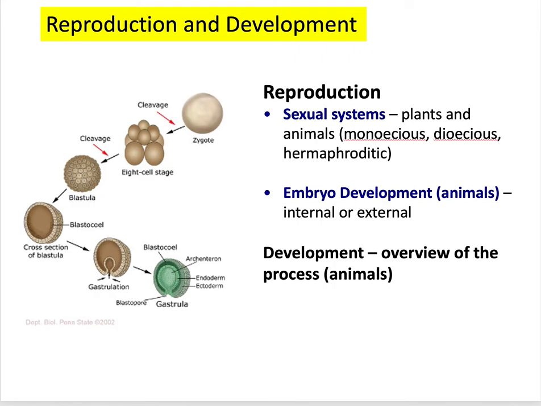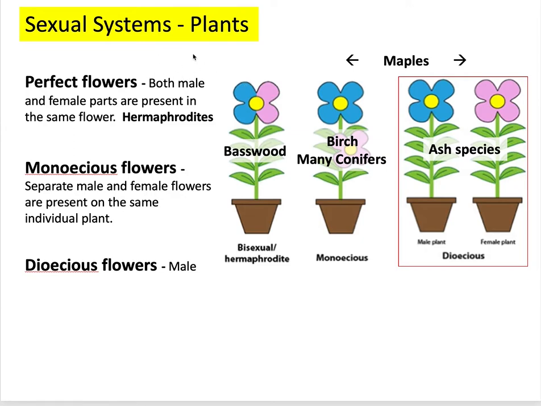We begin with flowers, plants. And so some terminology and flowering types that I want you to know. There are perfect flowers, which are both male and female at the same time. They're hermaphrodites. And then there are monoecious flowers, which are separate male and female flowers, but on the same plant.